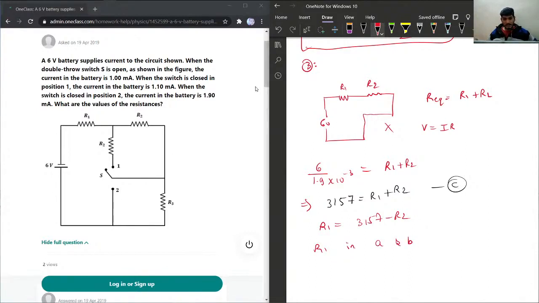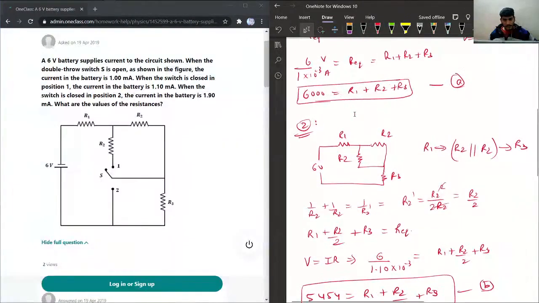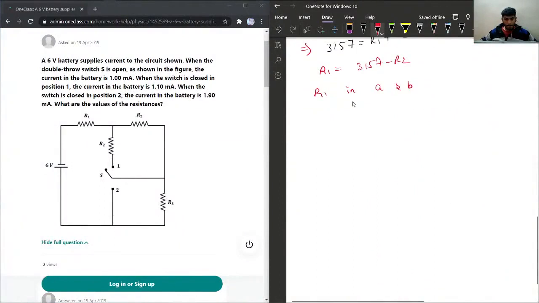So my A was 6000 is R1, which is 3157 minus R2, plus R2 plus R3. Okay, so R2 and R2 will get cancelled, and here we have 6000 minus 3157, which is 2843. So my R3 is 2843 ohms.